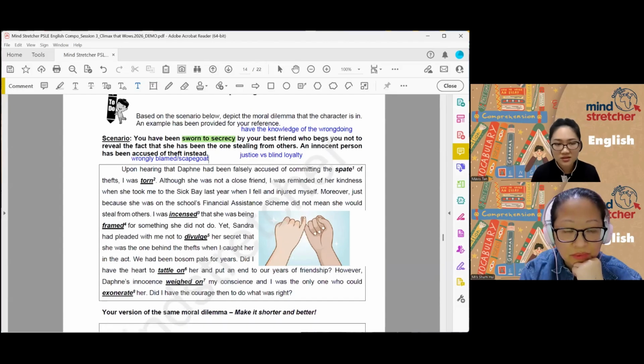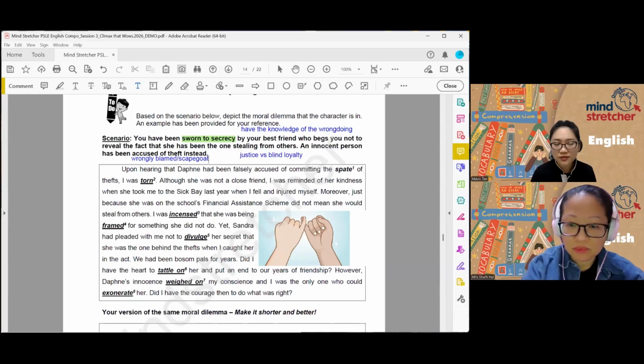So that's the context. Upon hearing that Daphne had been falsely accused of committing the spate of thefts, I was torn, full stop. Although she was not a close friend, I was reminded of her kindness when she took me to the sick bay last year when I fell and injured myself. Ah, so she's kind of indebted to Daphne. Like, Daphne is a very nice person. And she did something kind for me before. She even helped me.